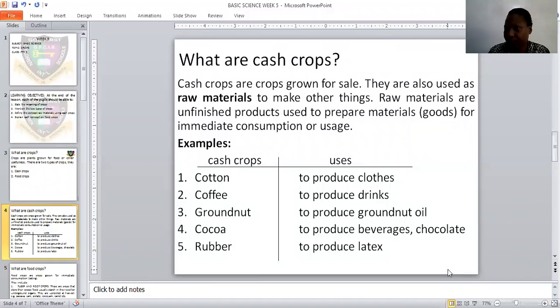Groundnuts is a crop, used to produce groundnut oil. You know, mommy uses groundnut oil to fry things for you, and it is always delicious. But do you know that the ones that we buy in the market are fermented?